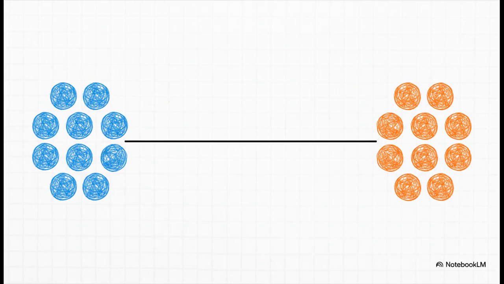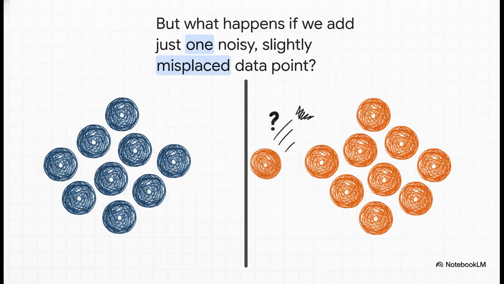So, in a perfect world, ERM works beautifully. You've got your blue dots, you've got your orange dots, and the algorithm just draws a clean, simple line right between them. Everybody's happy. This is the textbook case, the ideal scenario. But we all know the real world is never this clean. Data has noise. A sensor might glitch. Somebody makes a typo. It happens.